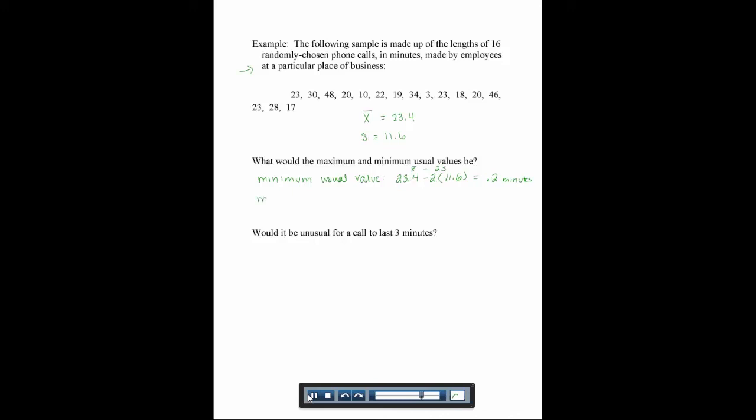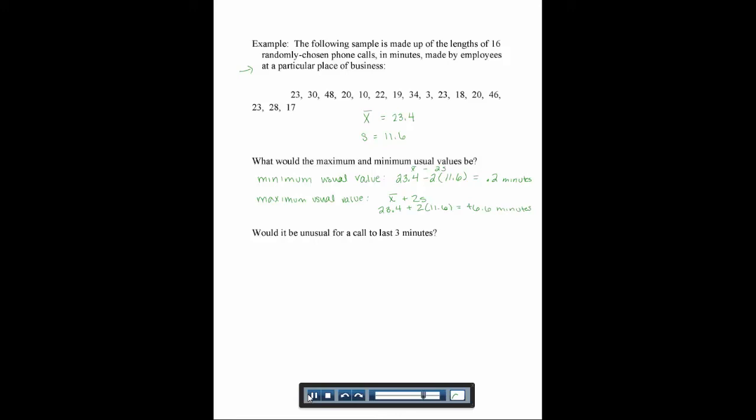Okay, our maximum usual value, remember we take our mean plus 2 times the standard deviation. So here we would take 23.4 plus 2 times 11.6. And this gives us 46.6 minutes. So what this tells us is anything between 0.2 minutes and 46.6 minutes would be considered usual in this case.